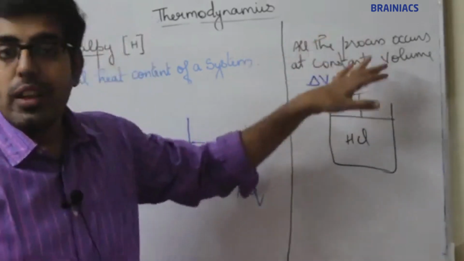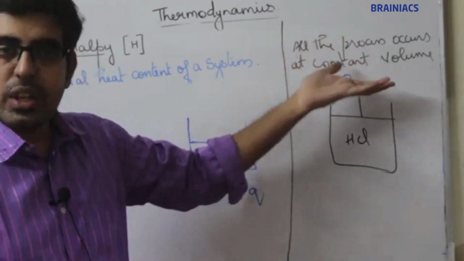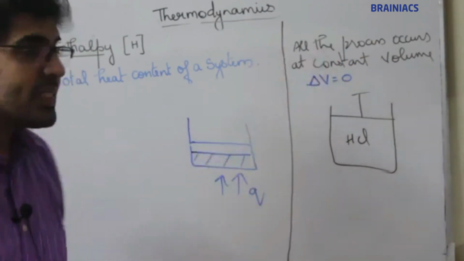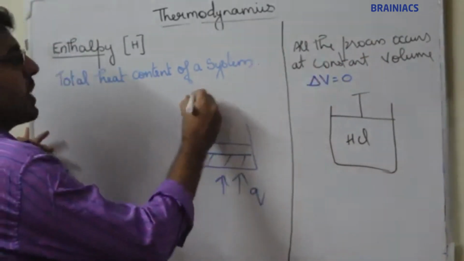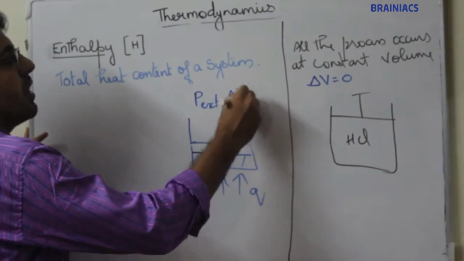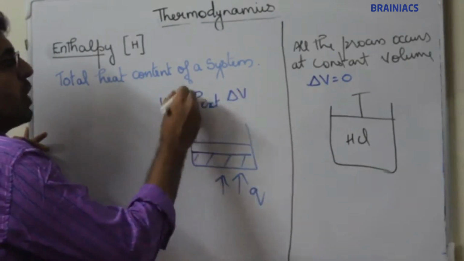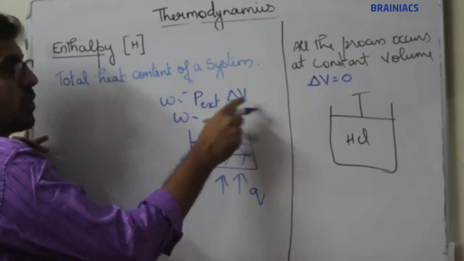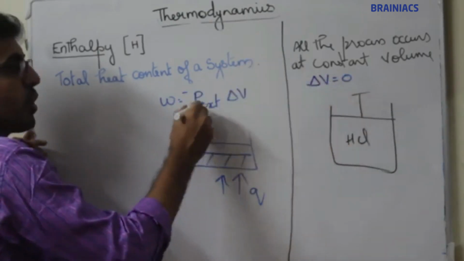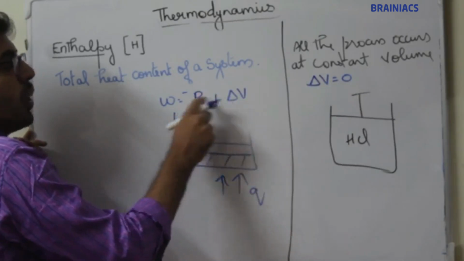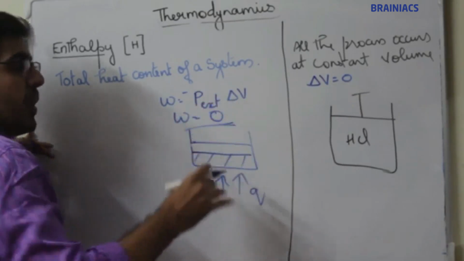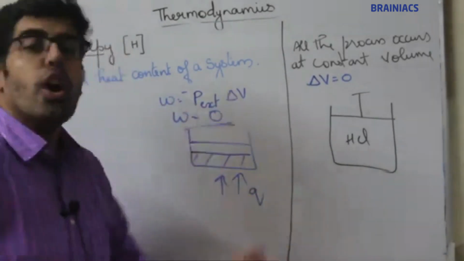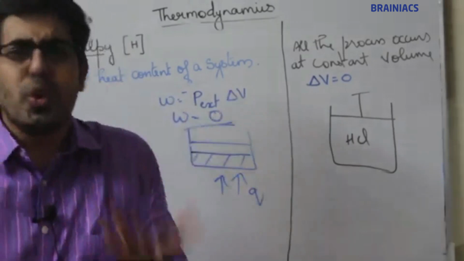According to the previous concept, all processes in the universe occur at constant volume. This means work, which depends on the pressure and volume change, W is equal to minus P external delta V. Here delta V is equal to 0, so you will get minus P external into 0, which is 0. So when you heat or do some chemical reaction, work always remains zero. But it is not true.